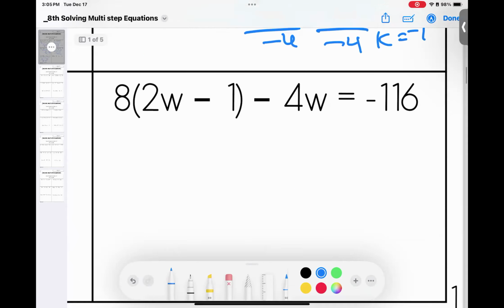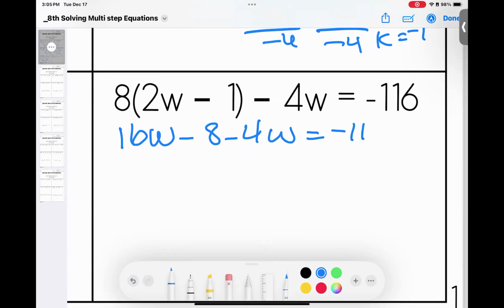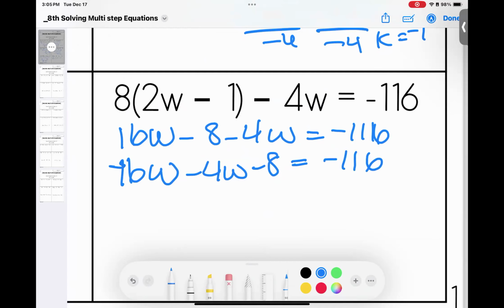Over here, 16w minus 8 minus 4w equals 116. I'm going to do what I'm telling you to do. I wanted to skip this spot, but I'm going to be a good example. Over here, this is 16. I know it looks negative. It's positive. That's going to give us 12w minus 8 equals -116.